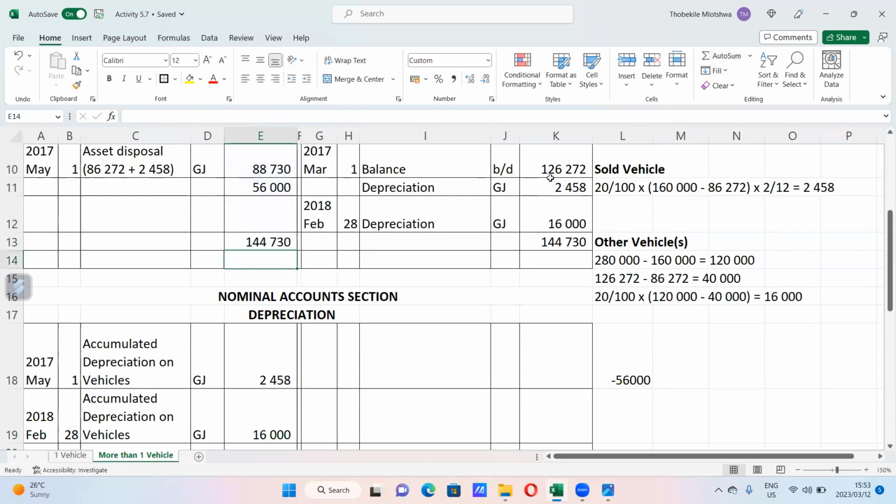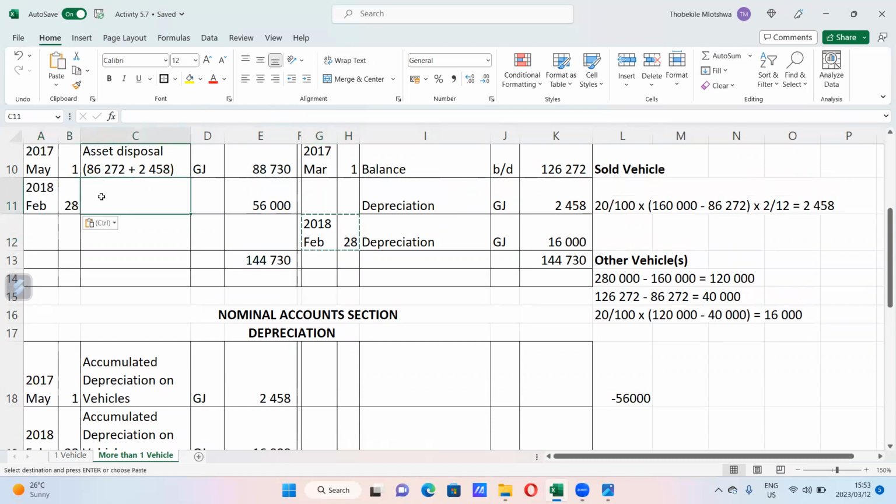Yep, 144,730. So on the last day of the year, again, this is what we're going to have. Balance carried down. The one on top will be balance carried down. Notice that I didn't skip a line. You just write it one under the other. If there's a blank space, it should be as close to the total as possible.